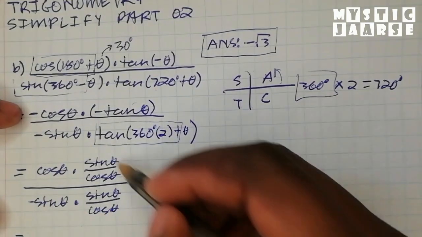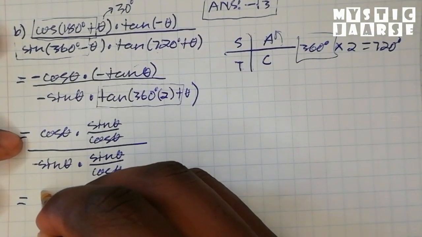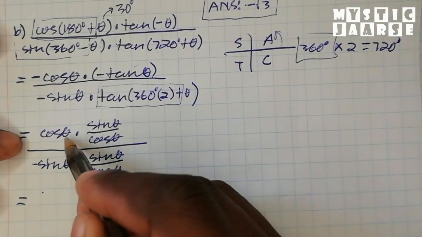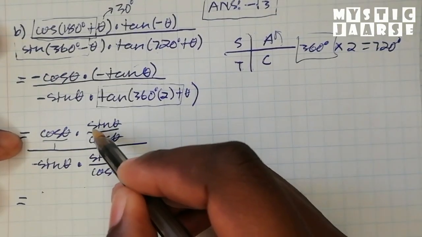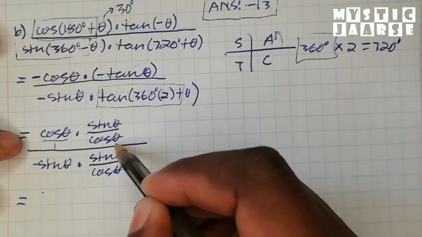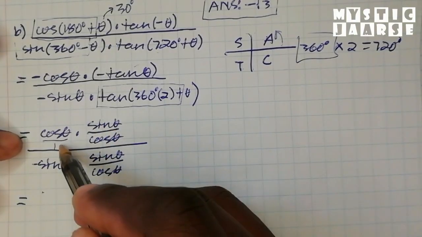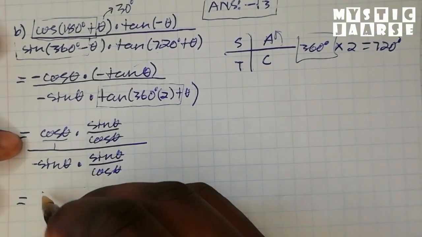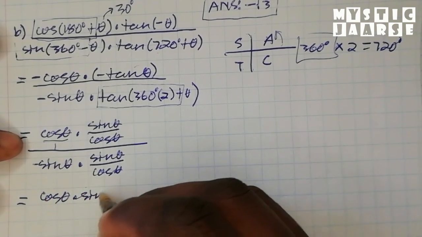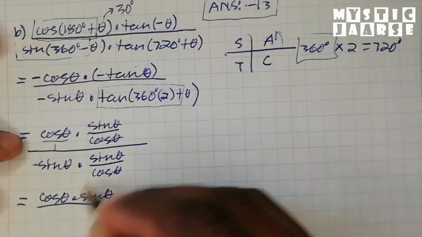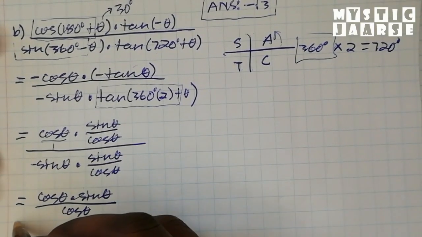Now we need to simplify this. In our numerator we have cos theta divided by 1 being multiplied by sine theta divided by cos theta. Cos theta is going to multiply sine theta and 1 is going to multiply cos theta. So we will be having cos theta multiplied by sine theta divided by cos theta. Then we have our bigger division line.